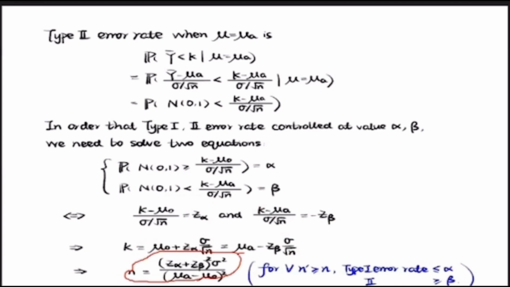But don't forget, look at what I put: for every n greater than or equal to n, what do I mean? If I have a sample size n, maybe 40, and I have another sample size that is greater than or equal to that, what is going to happen? The type 1 error rate will be less than or equal to alpha, and the type 2 error rate will be less than or equal to beta. Now, I'm going to walk you through an example.